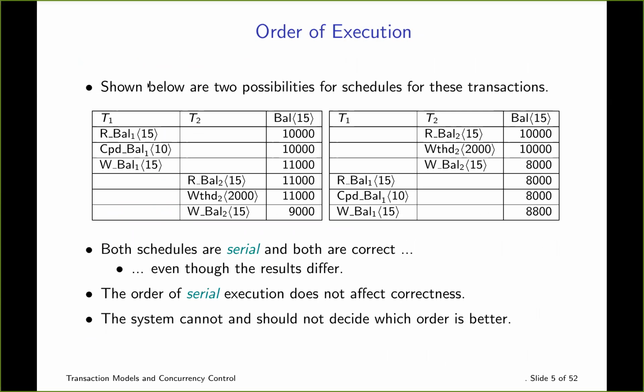So if these two things are happening, the bank says it's going to run transaction 1 first. So it's going to do the compounding of 10%, which compounds the bank balance up to 11,000. And then it's going to run the second transaction where it does the withdrawal. And so the ending balance will be 9,000 if you think about it, right?